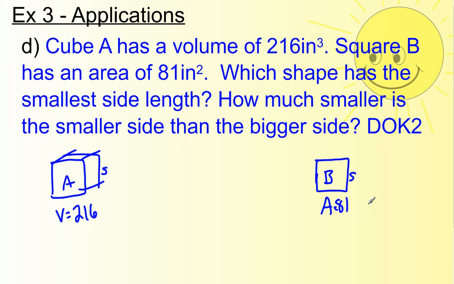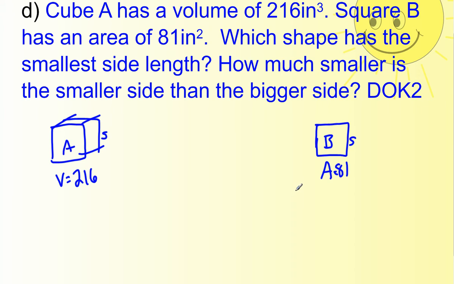And then it says how much smaller is the smaller side than the bigger side. So for me to answer this question, the thing I've got to figure out is how big are the sides? Because it says which one is bigger, and then how much smaller is the smaller one than the bigger one. Well, I can't answer that if I don't know how big the sides are. So my goal in this problem is to figure out how big are the sides of each.